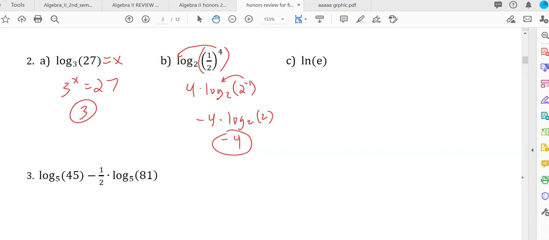This one, hopefully you just know the property, right? The base is the same, kind of like this one. Log base 2 of 2 is 1. Log base e of e is 1.